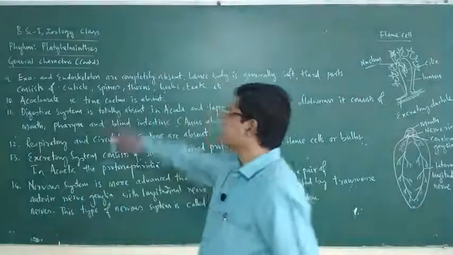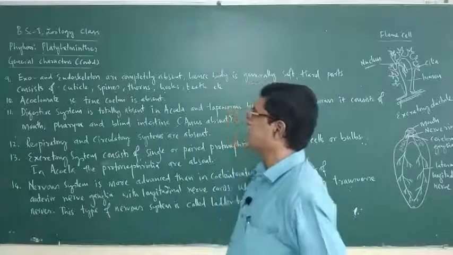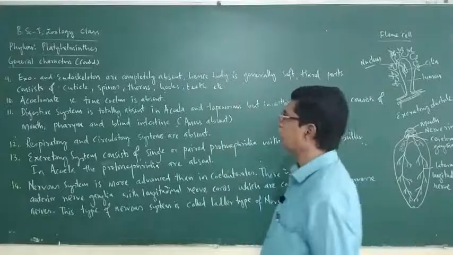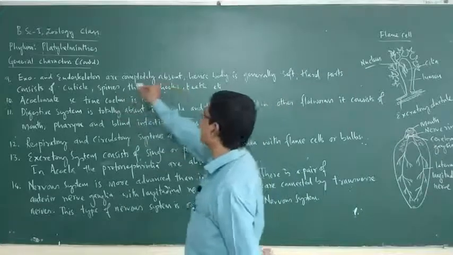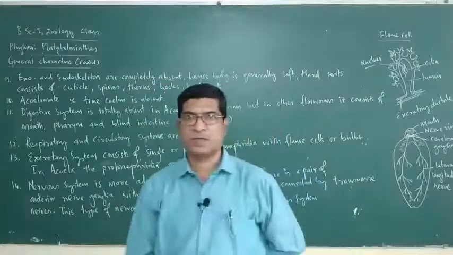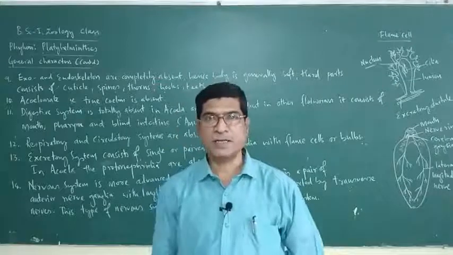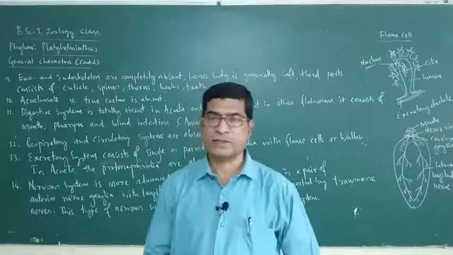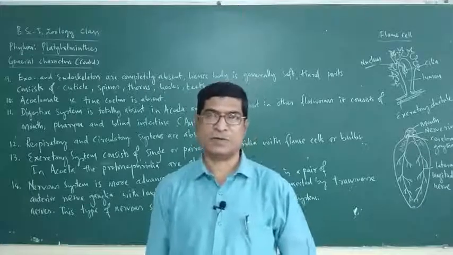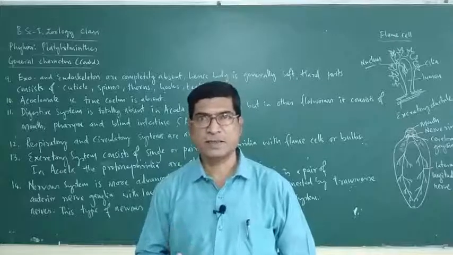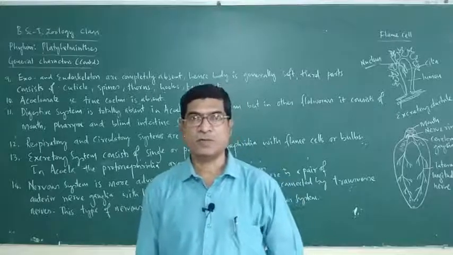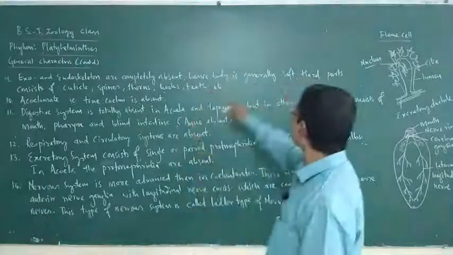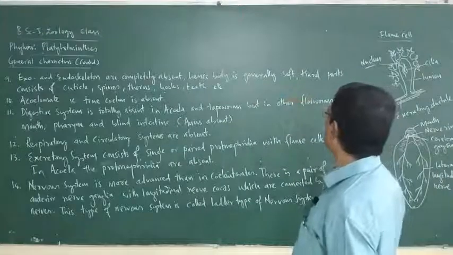Number 9. Exo and endoskeleton are completely absent. No skeletal structures are found in Platyhelminthes. Flatworms do not have either exo or endoskeleton. No supporting structures are present. Therefore, these worms are soft. They are not hard. Generally, they are soft.